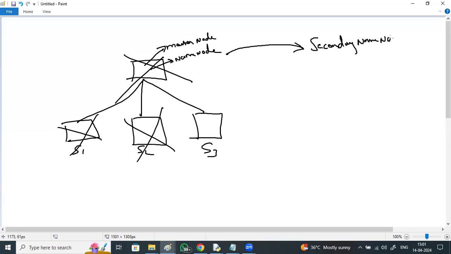The secondary name node will be running immediately. During the absence of the name node, we have the secondary name node. Until the name node is up, the secondary name node will be running, right? So this I'll be discussing in the Hadoop architecture: name node, secondary name node, and data nodes.